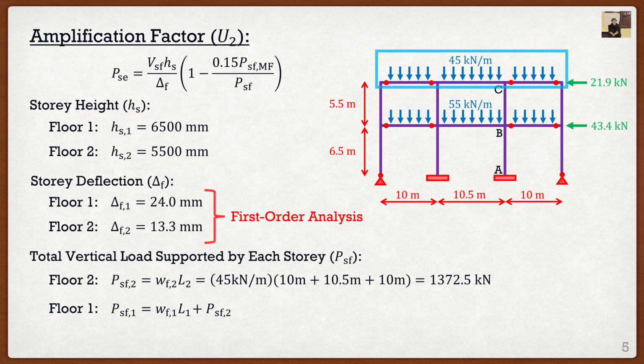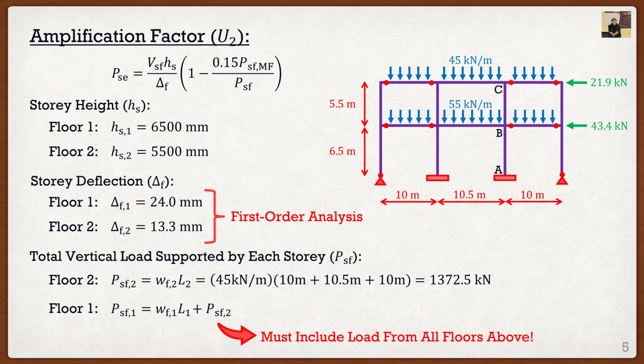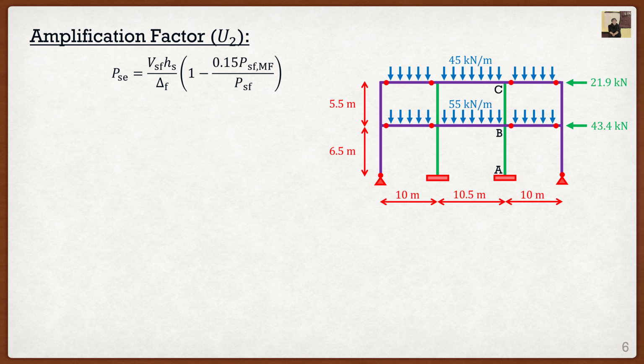So when I'm calculating PSF1, I have to include all the loads from above. In this case, we just have one floor above, which is PSF2, so it's not too bad. But if I had a third, fourth, and maybe fifth story, I would have to include all of those as well. So the load directly on the floor was the 55 kilonewtons per meter, but then I also have to add that 1372.5, which gives us a grand total of 3,050 kilonewtons. So again, number 1 trick, make sure that for PSF, you include the load from the floors above. Very common mistake. After here, things are looking pretty good.